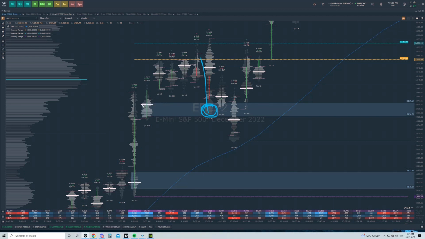This high volume area was created because there was a balance between buyers and sellers. This was an area where buyers and sellers were fighting each other very hard to claim a price area.